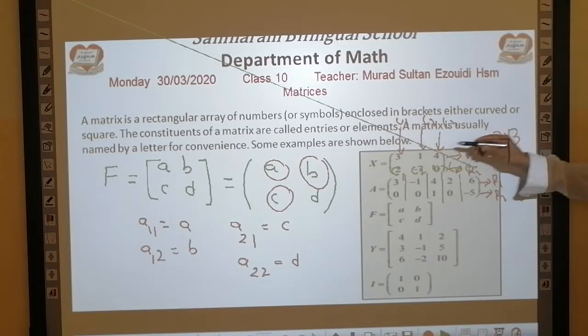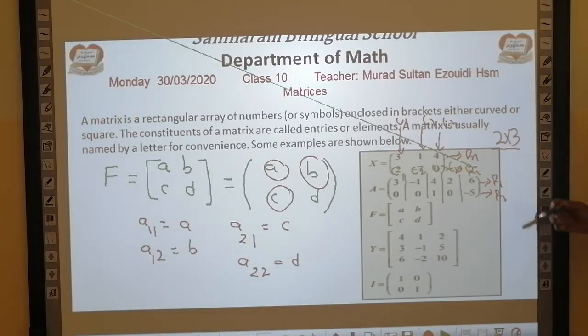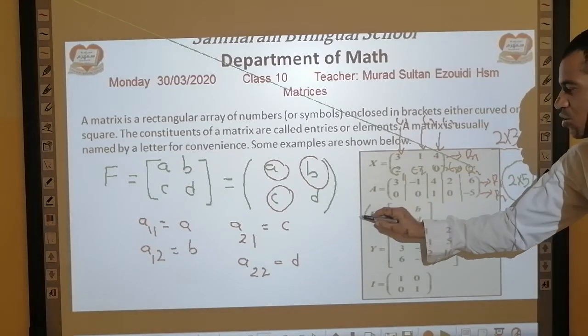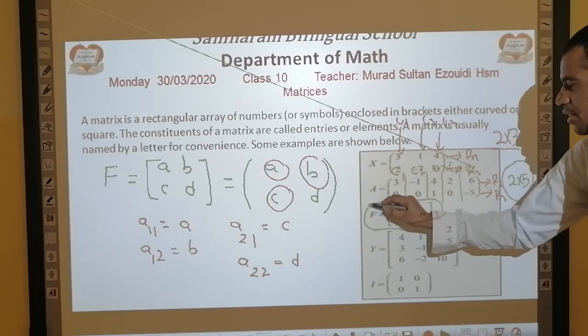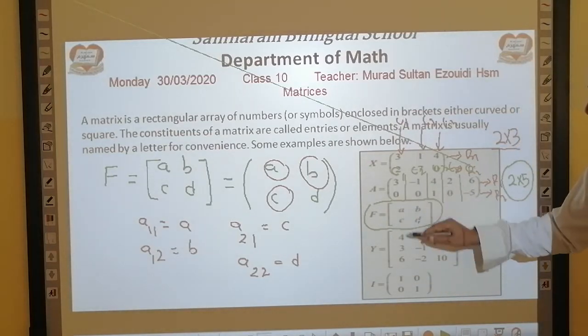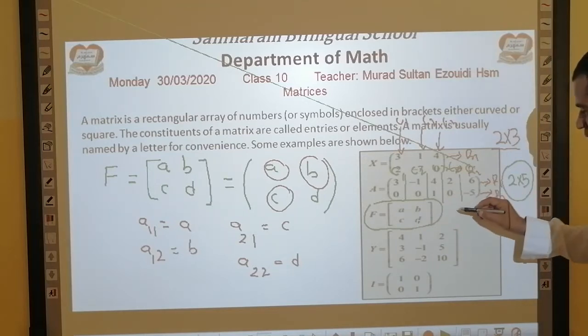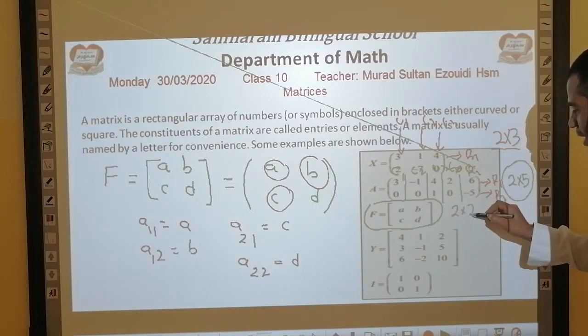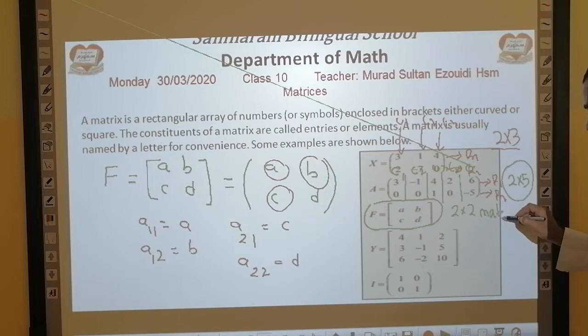So, the order of this matrix is the number of rows multiplied by the number of columns. So the order is 2 multiplied by 5. We say that the order of this matrix is 2 by 5. The next one is called a square matrix. Why? Because it has only 2 rows and 2 columns. The order of this is what? It is a 2 by 2 matrix. It's called a square matrix.